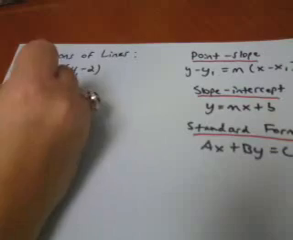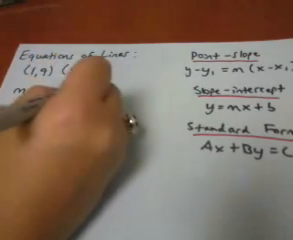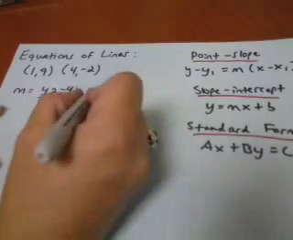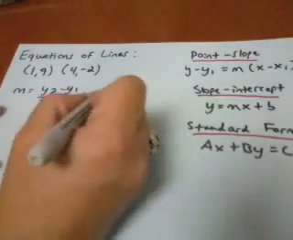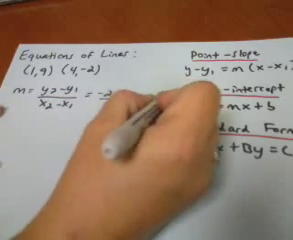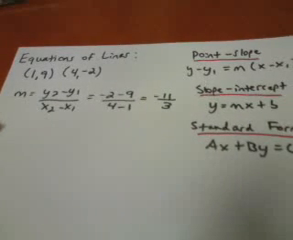Well, the slope formula is y2 minus y1 over x2 minus x1. So if I'm going to call this point 2, I would set up -2 minus 9 over 4 minus 1, which gives me -11 over 3. So my slope is -11/3.